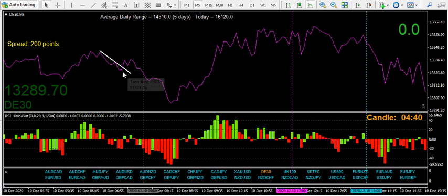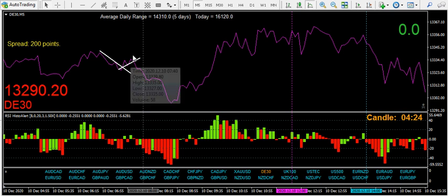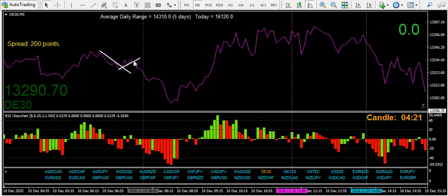Now price has gone up: low, high, higher low, higher high. That's a valid trend line, and it wasn't valid until that high had been broken by price there. So if this was to continue up, that trend line should then act as support for the up move.